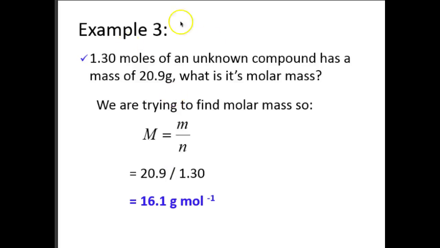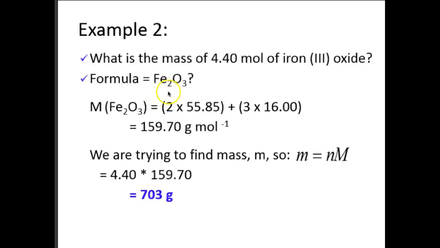To find the molar mass, you had to add up Fe2O3. How did you get Fe2O3? Well, you were given the formula iron 3 oxide. Iron is +3, oxygen is -2. When you balance your charges or crisscross, you get Fe2O3. So our final molar mass is 159.70. That gets multiplied by your moles, which was 4.40.